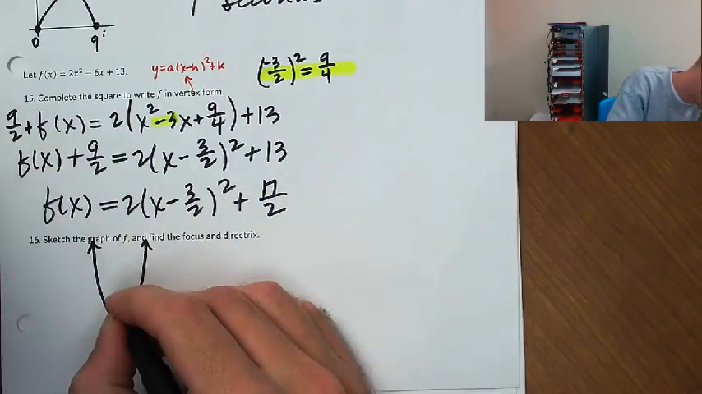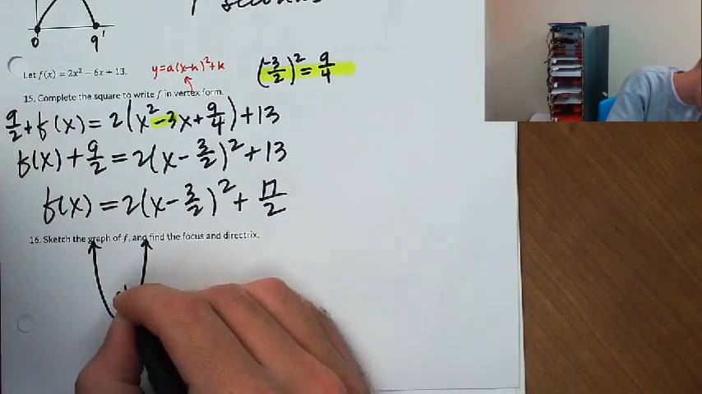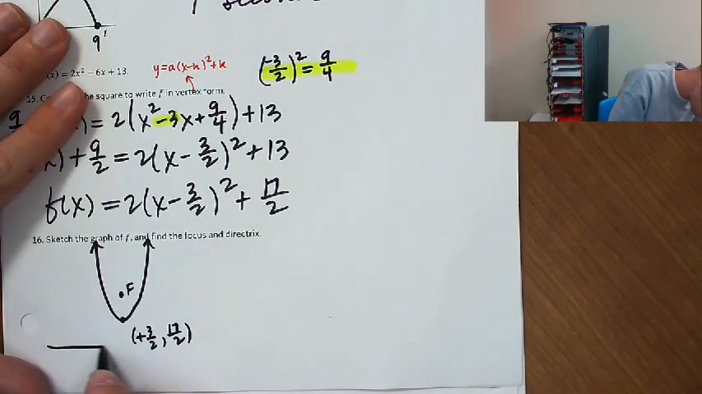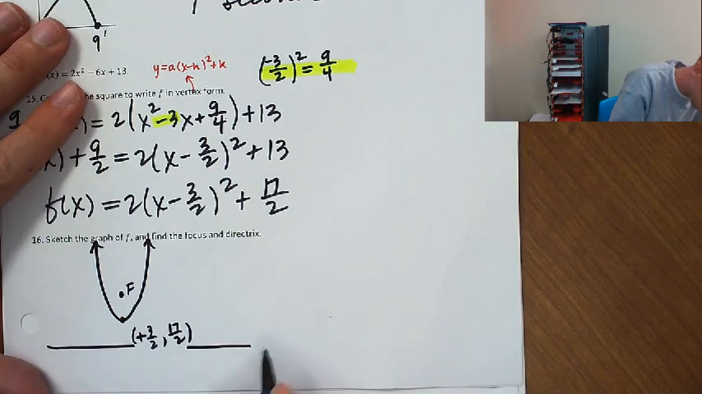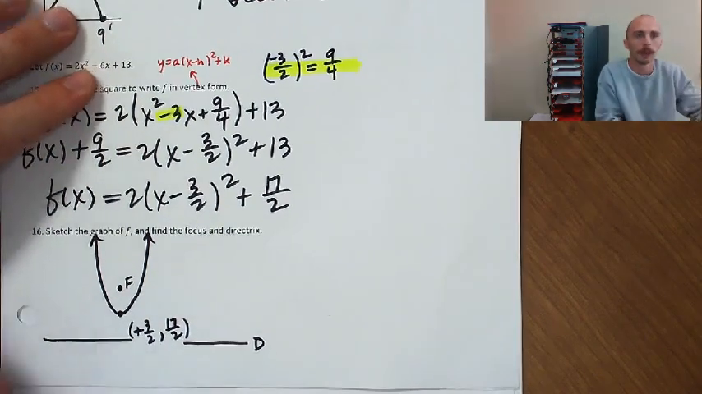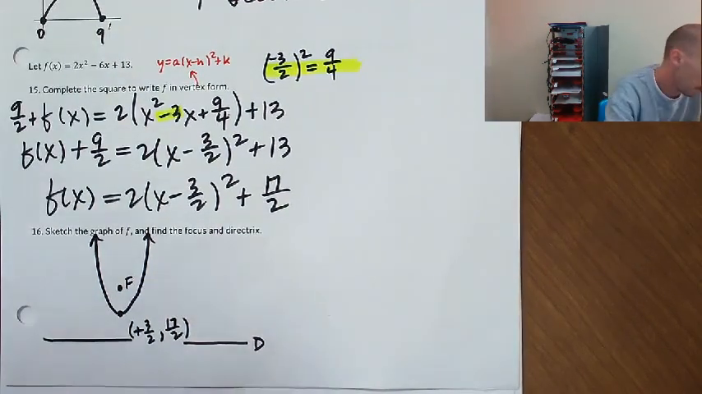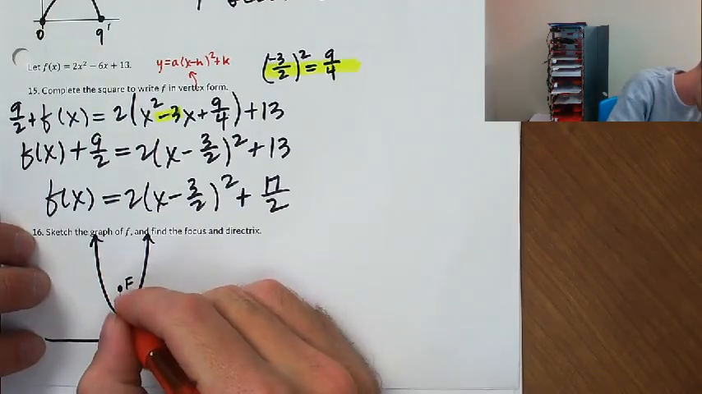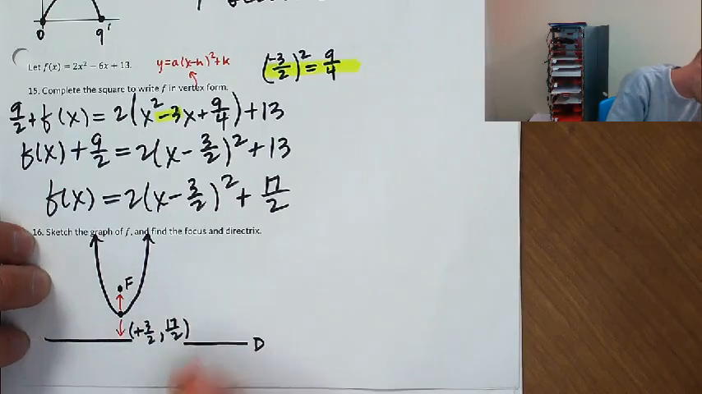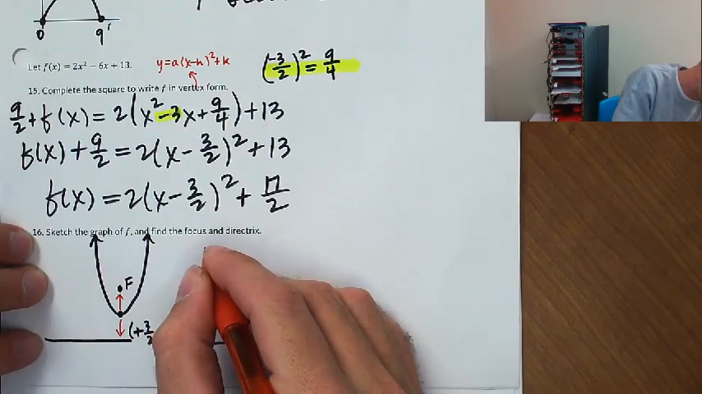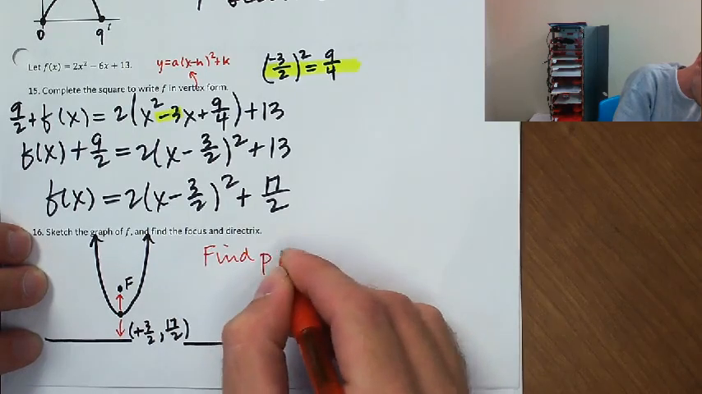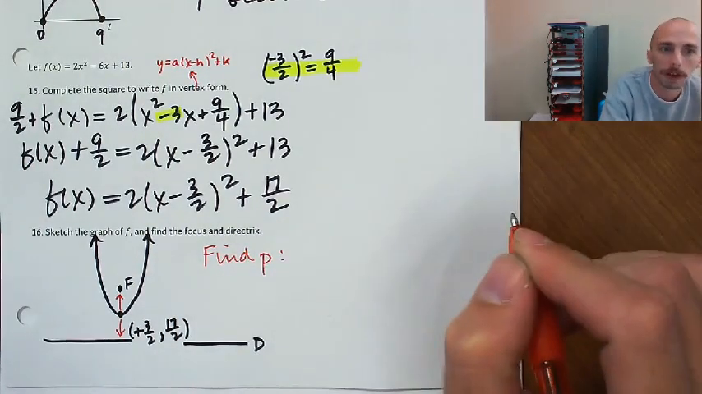And now we need to find the focus, which is going to be about there, and the directrix, which is going to be an equivalent distance down below, about right there. And we're going to find the distance from the vertex to the focus and directrix, which we have generally called P. In case you had not done this, our goal is to find P.